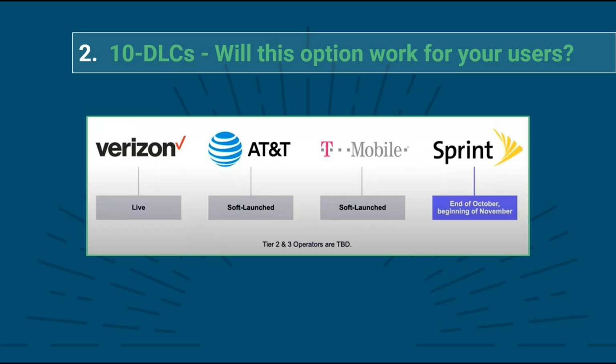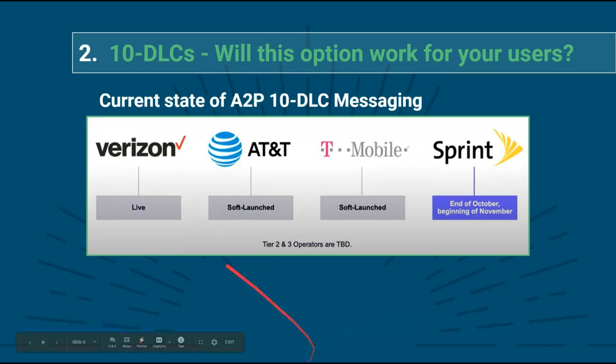And for those that don't know, A2P stands for application to person, meaning high volume, and P2P stands for person to person, meaning low volume, one-on-one messaging. So if we look at the current state of A2P 10DLC messaging, you'll notice that Verizon went live.